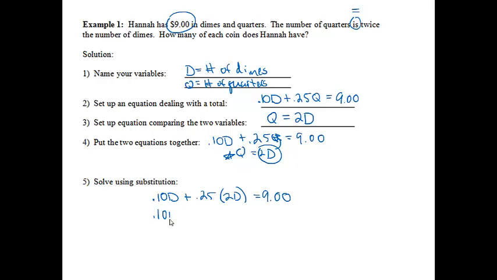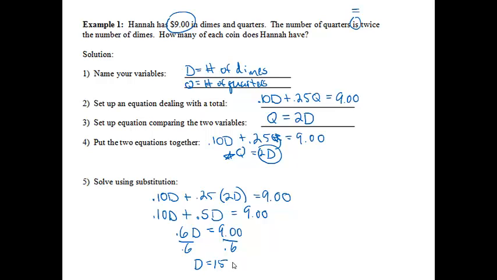So I'm going to have 0.10D plus 0.25 times 2D, which would be 0.5D, equals 9. And then 0.10D plus 0.5D will be 0.6D equals 9. And then to solve for D, we'll divide both sides by 0.6. If I do that division, I will get 15. So D equals 15. So that means she has 15 dimes.